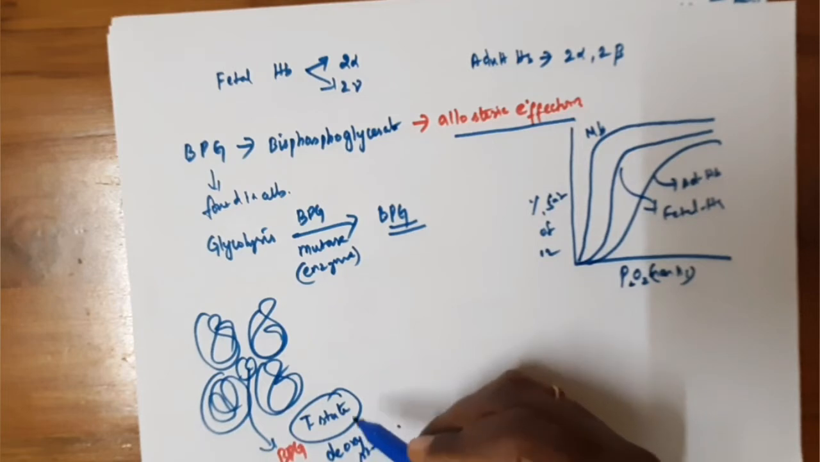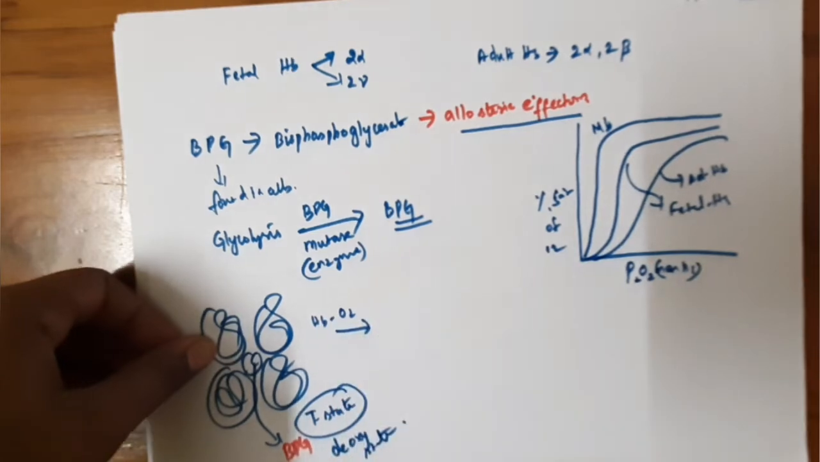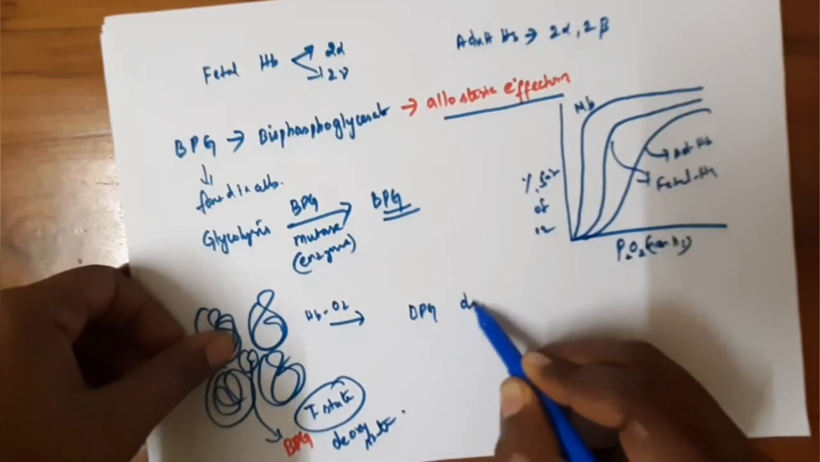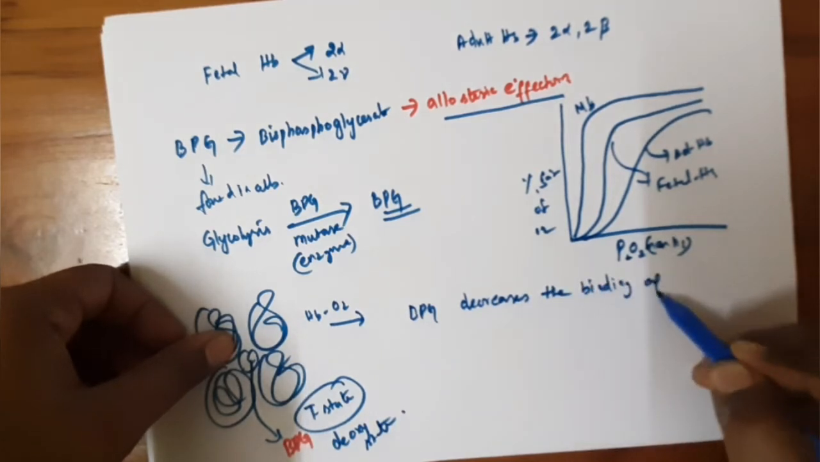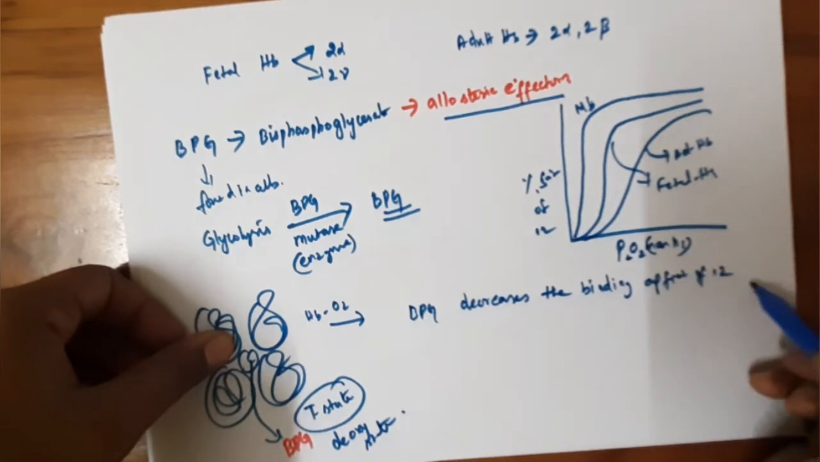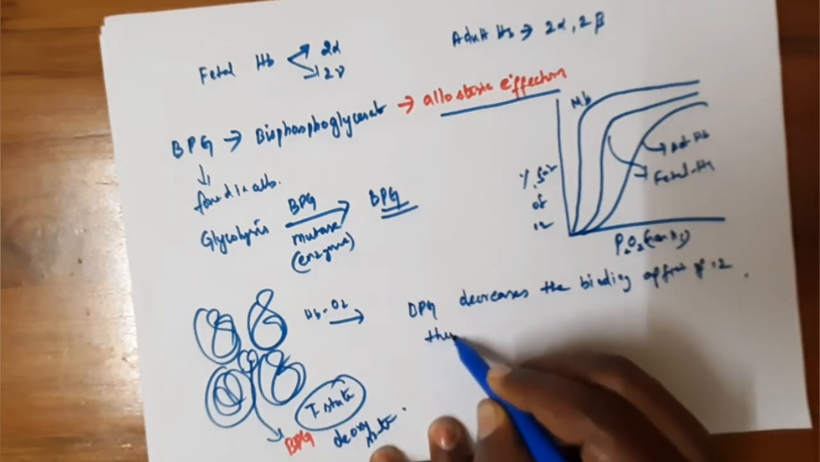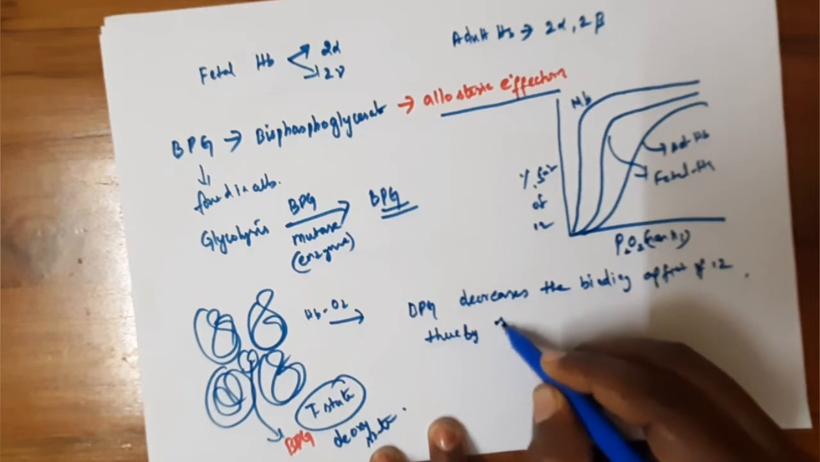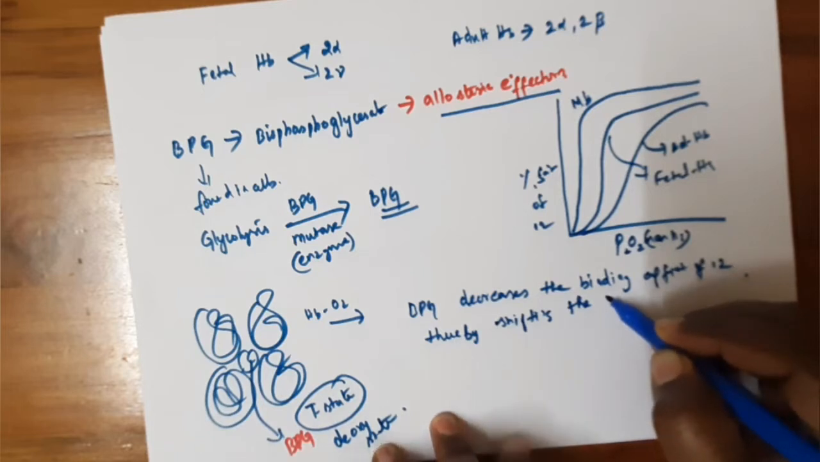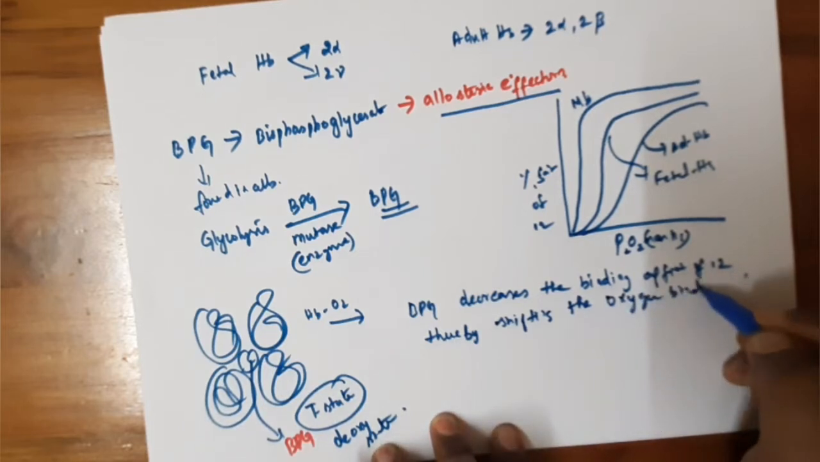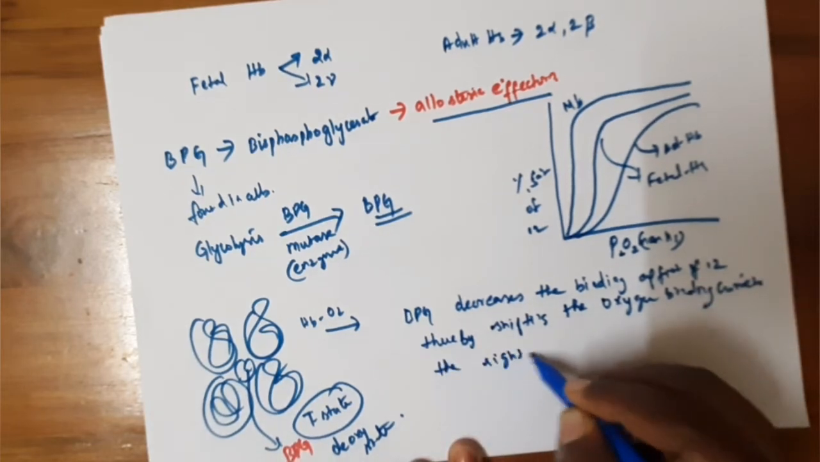So this BPG decreases the binding affinity of hemoglobin. This BPG decreases the binding affinity of dioxygen, thereby shifting the oxygen binding curve to the right side.